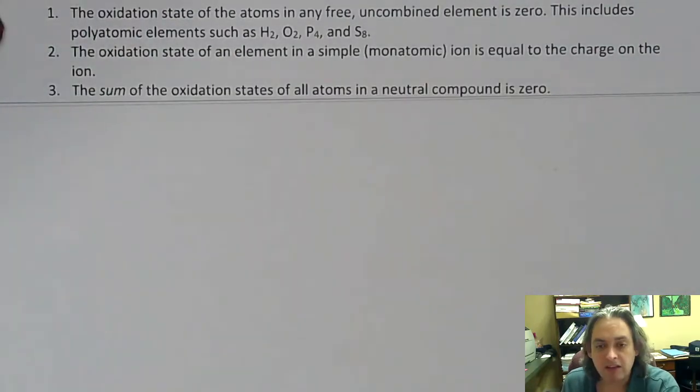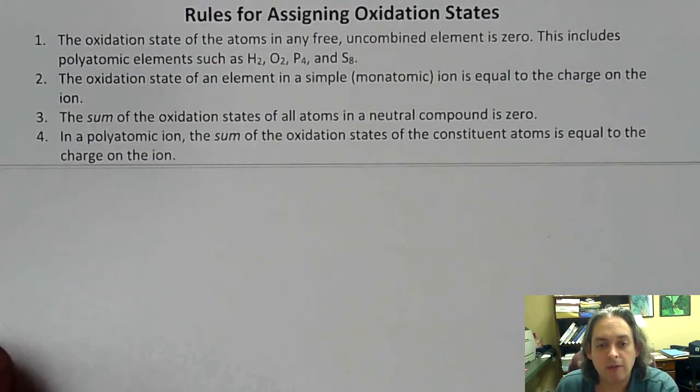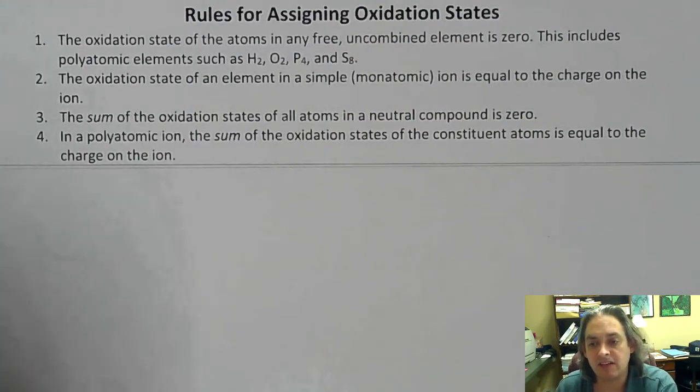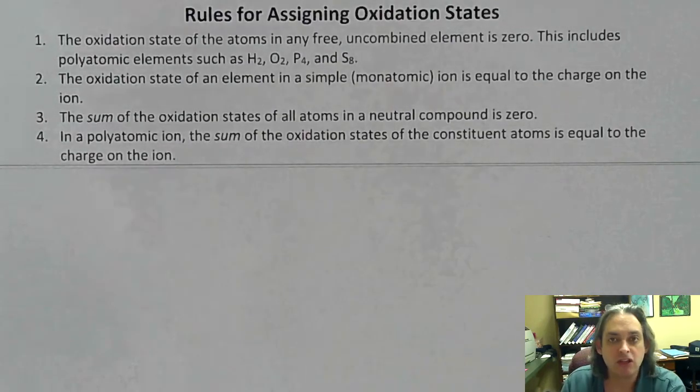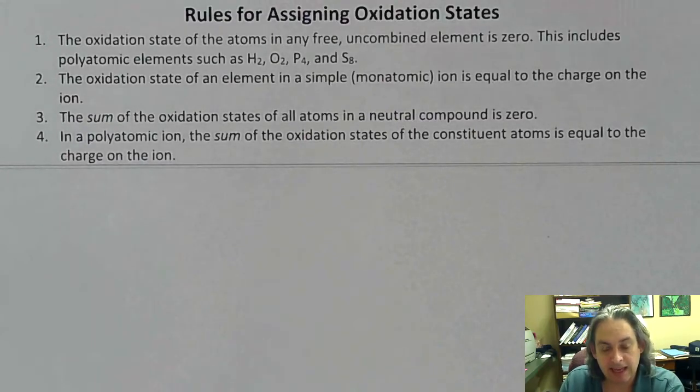Rule 3. The sum of the oxidation states of all atoms in a neutral compound is 0. Rule 4. In a polyatomic ion, the sum of the oxidation states of the constituent atoms is equal to the charge on the ion. So just like rule 3, where the sum of the oxidation states of each of the individual atoms has to equal 0 for a neutral compound, if you have a polyatomic ion, the sum of the individual oxidation states of the atoms has to equal the charge of the polyatomic ion.